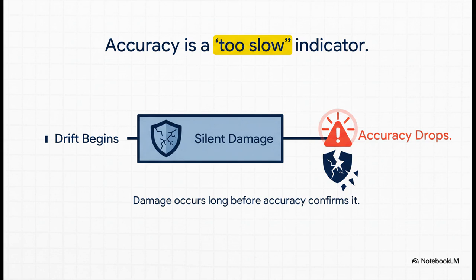Now, if you take only one thing away from this, let it be this: waiting for your accuracy metrics to drop is a losing game. It is way too slow. By the time accuracy goes down, the damage is already done. Your model has been failing, maybe for days or even weeks, leaving you exposed. We have to be faster than that.